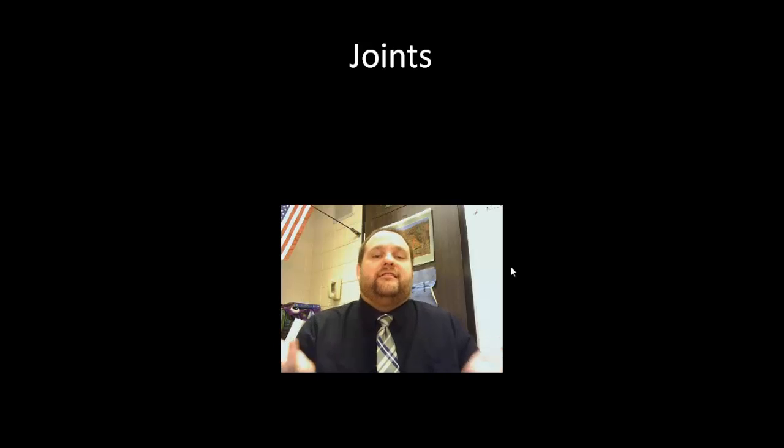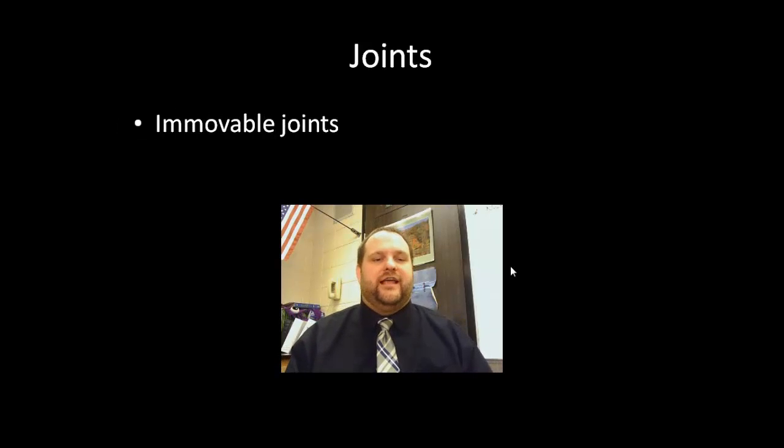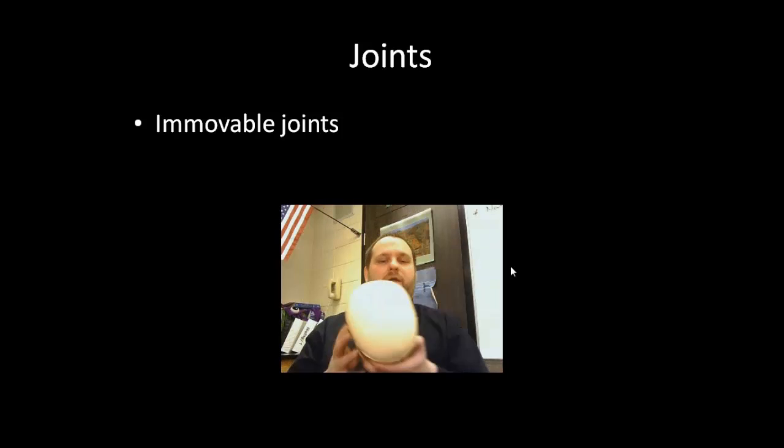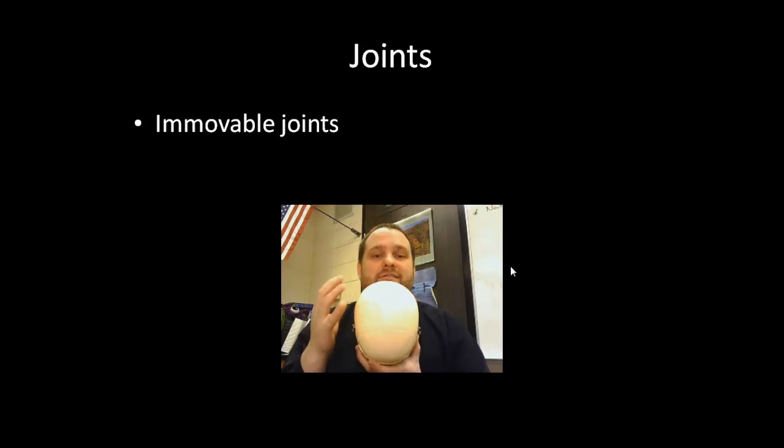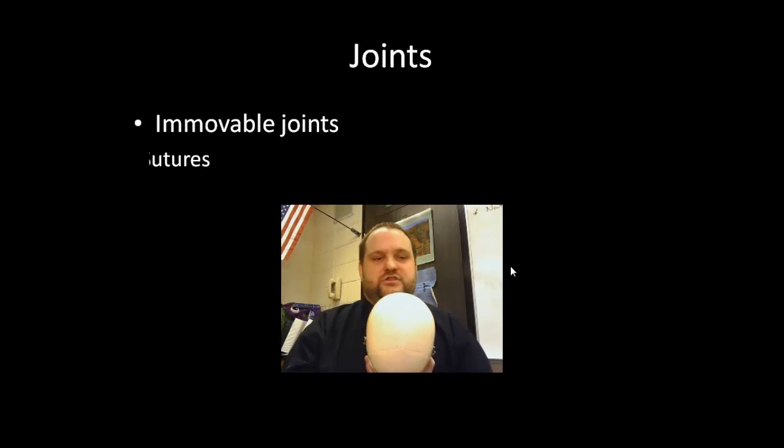Now, a joint, really simply, is any place where two bones come together. Any place where two bones meet, we have a joint. And the first type of joint we're going to look at is an immovable joint. A great example of an immovable joint would be the skull here. So in our skull, we have these sutures. We have the two parietal bones and the occipital bone back here and the frontal bone up here. And where these bones meet together, right here, we have these things called sutures.